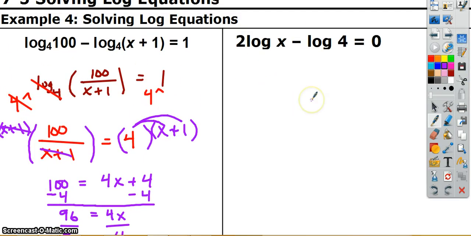All right, last one here. Give it a shot on your own. Come back, see if you got it right.